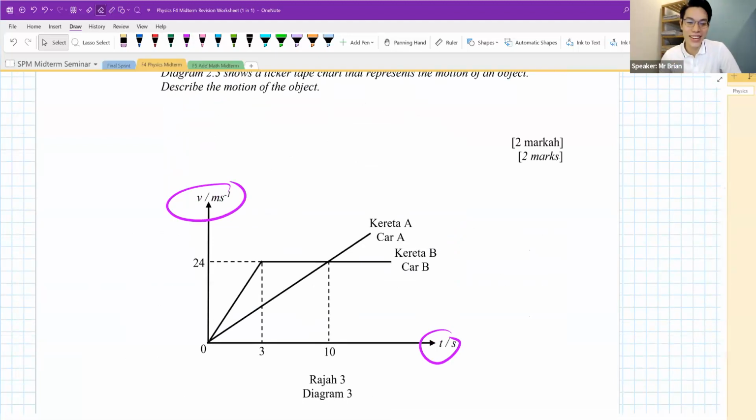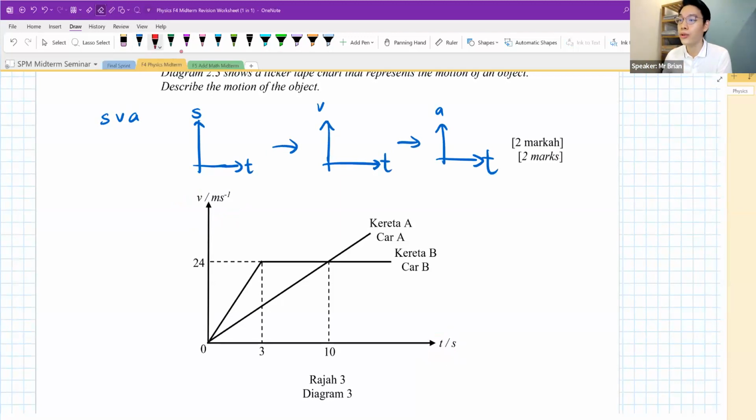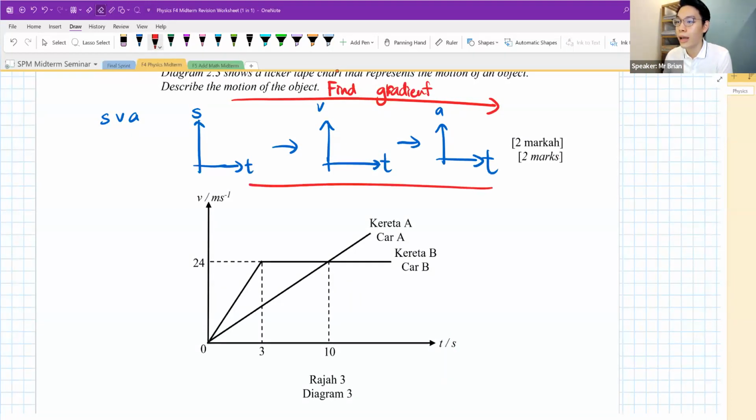Yes, very good. Thank you very much. To make it very simple for you, I need you to remember this order: S, V, A. Displacement, velocity, acceleration. If I want to convert S graph to V graph, V graph to A graph, going forward, I find the gradient. If I want to go backward, find the area under the graph. That is the backbone of the entire chapter 2.2. You know this, you can answer a lot of questions already.